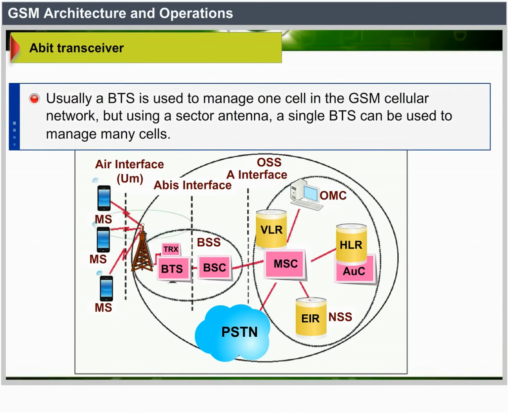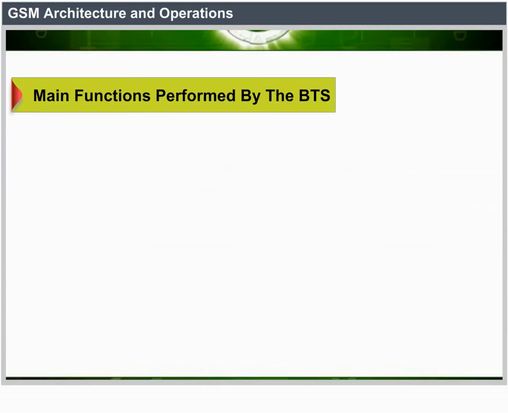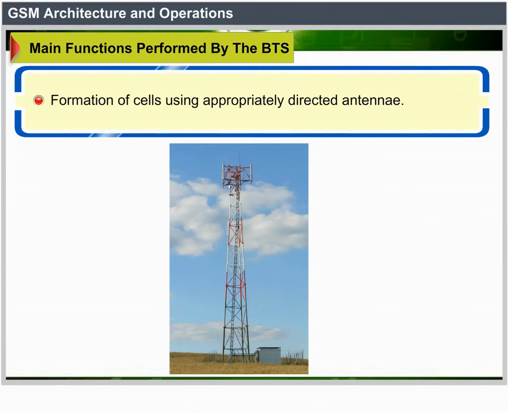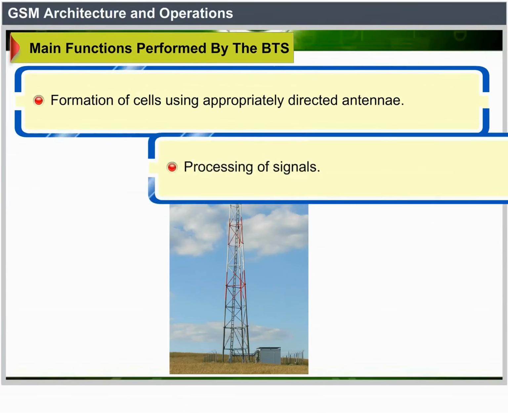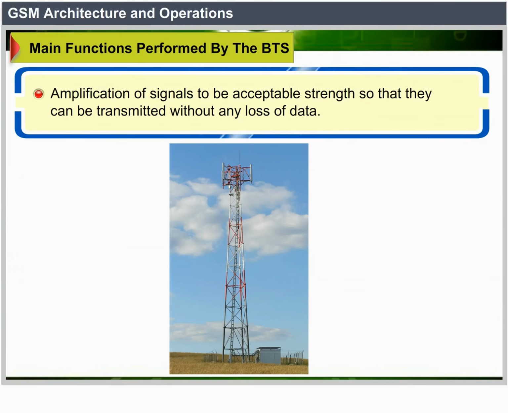A BTS is usually used to manage one cell in the GSM cellular network, but using a sectorized antenna, a single BTS can be used to manage many cells. Main functions performed by the BTS: formation of cells using appropriately directed antenna. Processing of signals. Amplification of signals to acceptable strength so that they can be transmitted without loss of data.